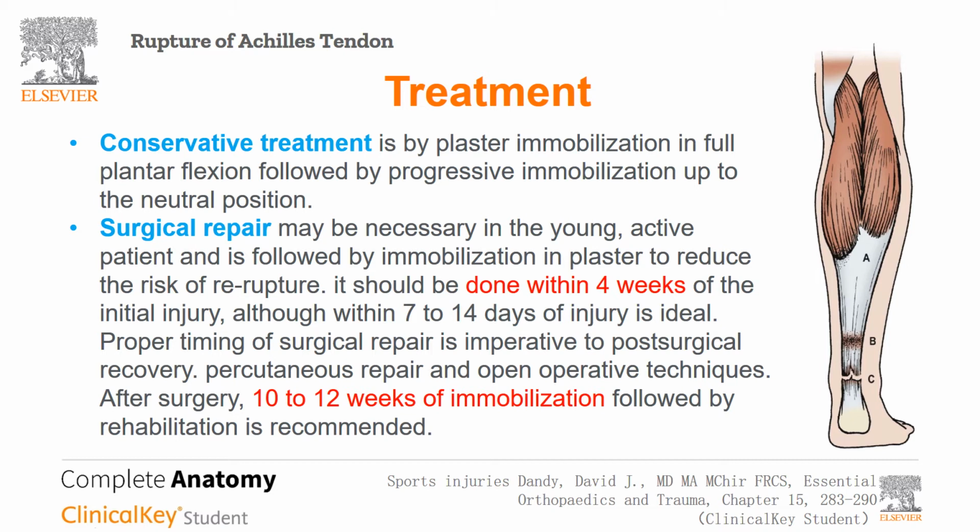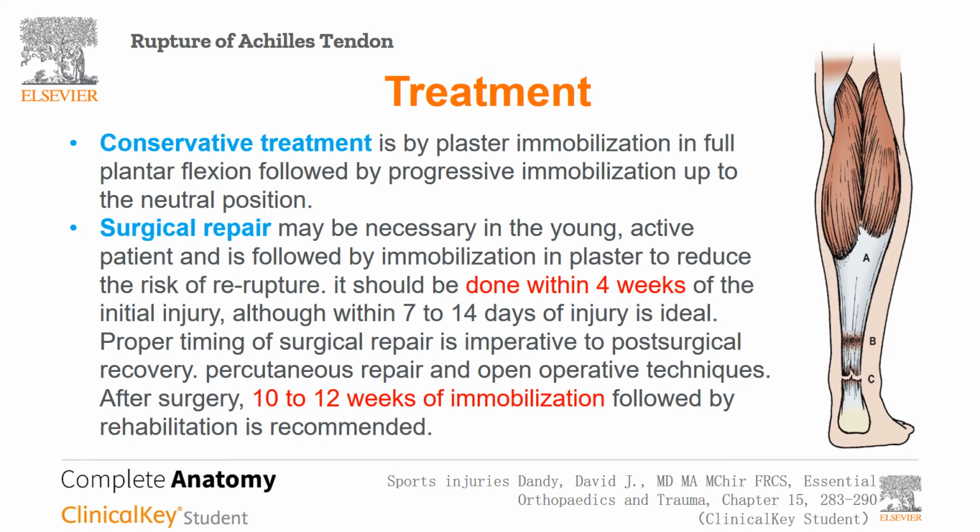If surgical intervention is warranted, it should be done within 4 weeks of initial injury, although within 7 to 14 days of injury is ideal. Proper timing of surgical repair is imperative to post-surgical recovery. The inflammatory phase of wound healing occurs within the first 7 to 14 days following an acute Achilles tendon rupture. During this phase, vascularity to the injured tendon increases, aiding in post-operative healing.